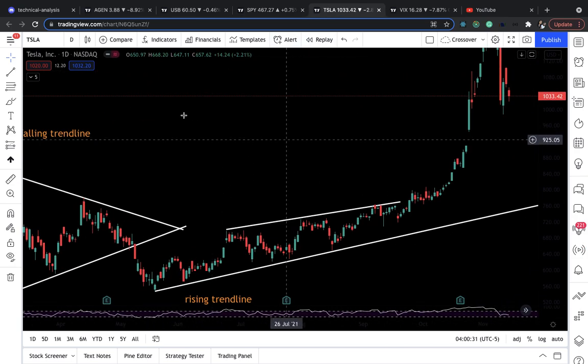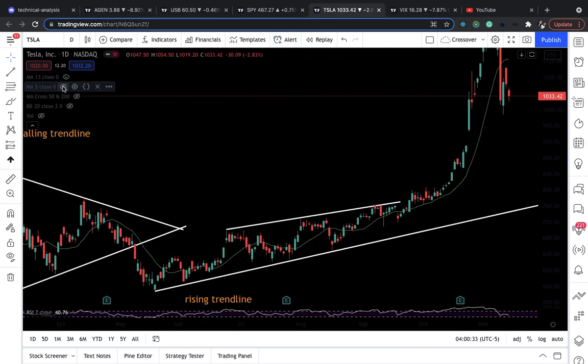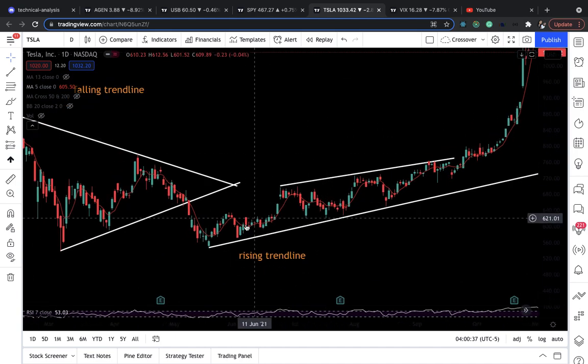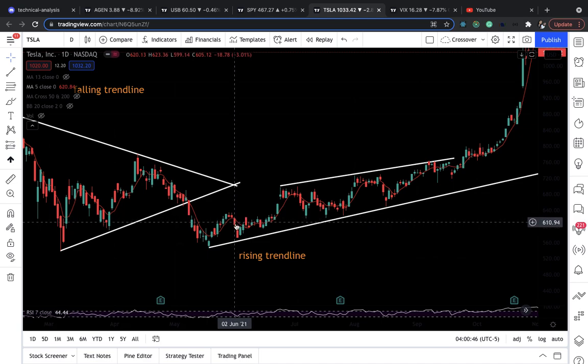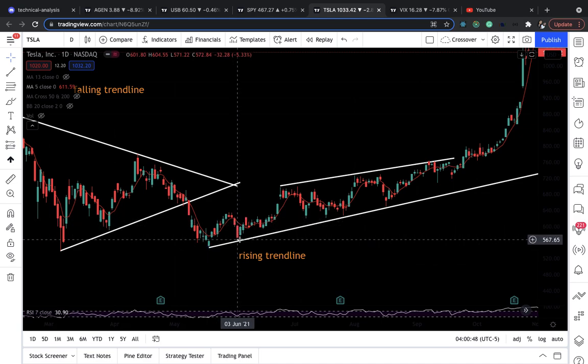Here's Tesla. I see the power of the 5-day moving average. You see? When it's an up move, we're getting strong bounces off the 5. We break the 5, it's a big chance that we're going to head down to the support level. These are support levels.